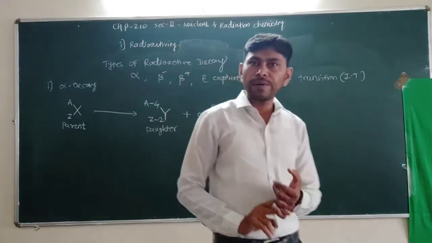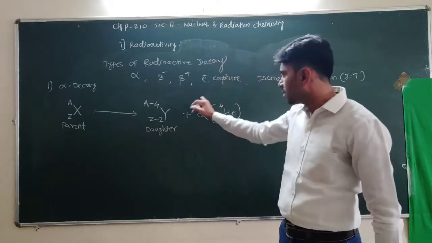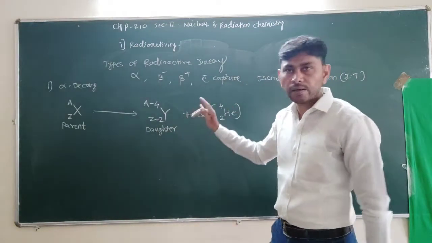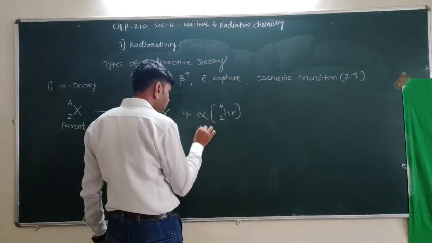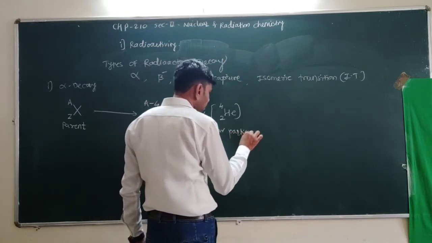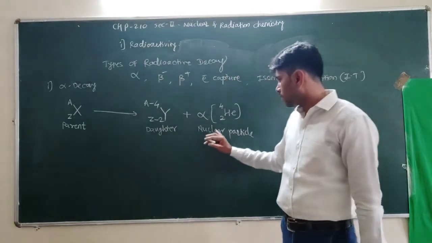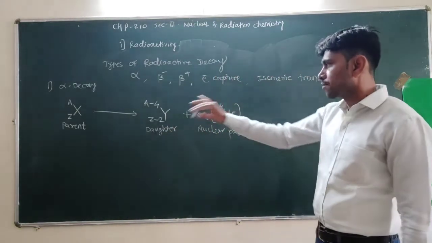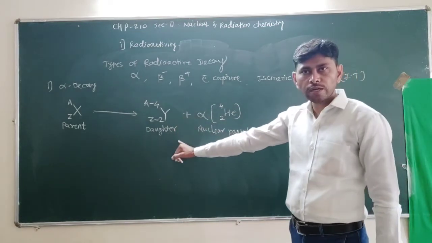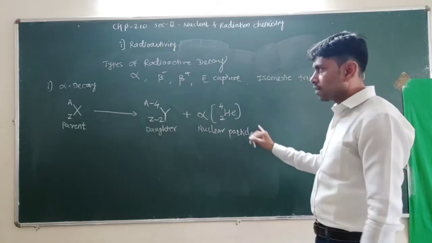So here is the parent element, here is the daughter element, and this is the nuclear particle emitted. The nuclear particle emitted is the alpha particle. There are certain kinds of radiations that we'll see later. So the parent element, the daughter element formed after transformation, and the alpha particle emitted.